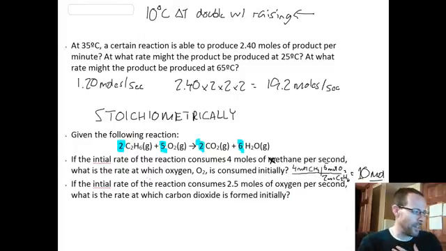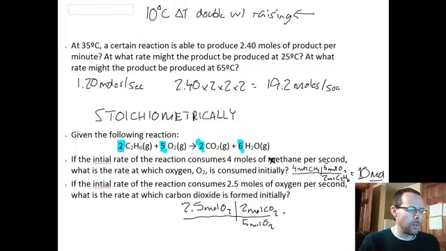Similarly, in the second example, if the initial rate of the reaction consumes 2.5 moles of oxygen per second, we want to know what is the rate at which carbon dioxide is formed initially. For oxygen, our coefficient is 5 moles of oxygen, and we want to know carbon dioxide, which is 2. So 2.5 times 2 is 5, divided by 5 is simply 1 mole per second.